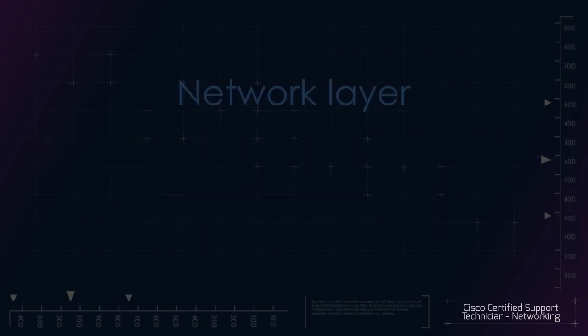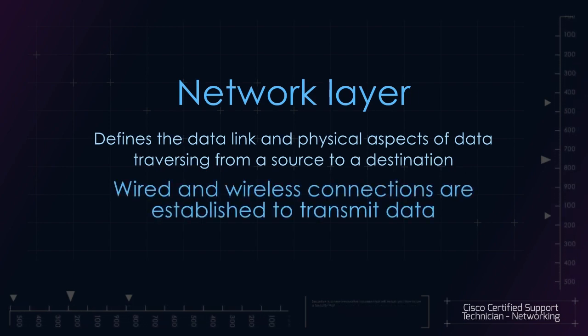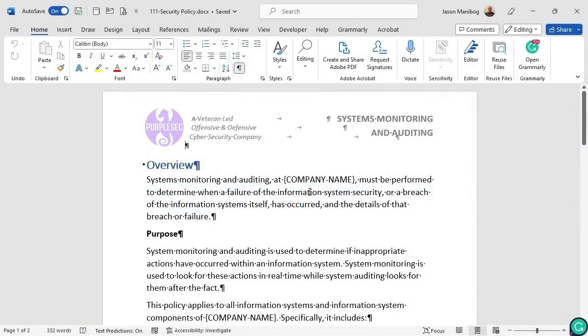The network access layer, or the network layer, defines the data link and physical aspects of data traversing from a source to a destination. For example, wired and wireless connections such as Ethernet and Wi-Fi, respectively, are established to transmit data. How does this all work, you might ask?